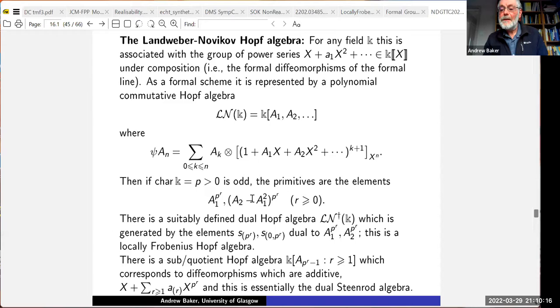Again, I keep saying that this is well known to topologists. Well, one of the reasons it's well known is that, if you think of it as a group scheme, it contains the formal automorphisms of the line, which are additive. And in characteristic p, those are things which only involve x, x to the p, x to the p squared, and so on, right? If you want them to be additive. And the corresponding Hopf algebra is basically the polynomial part of the dual Steenrod algebra, right? So this has some connection with the Steenrod algebra, but it's a slightly bigger gadget to look at.